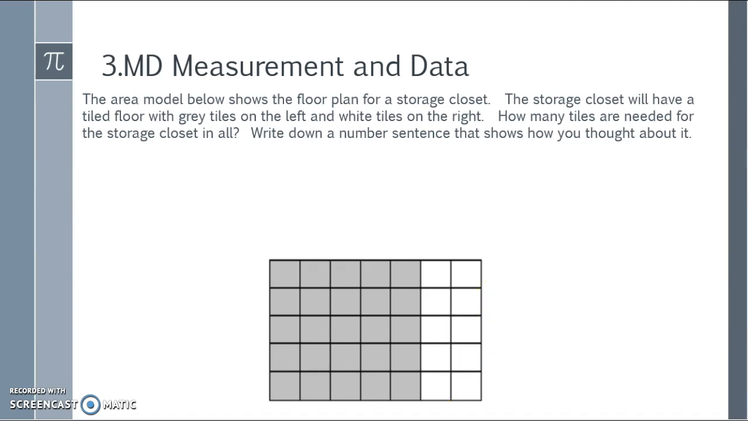Let's talk about some possible number sentences that you may have gotten in the last video. 5 times 7 is 35. 10 plus 10 plus 10 plus 5, which would be going off of the 10 frames: a group of 10, a group of 10, and 5 more. 5 plus 5 plus 5 plus 5 plus 5 plus 5 plus 5 is 35, etc.